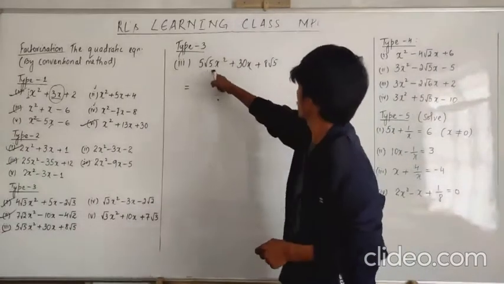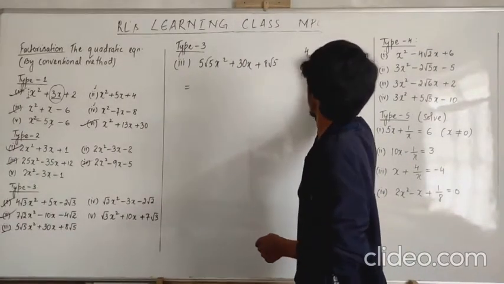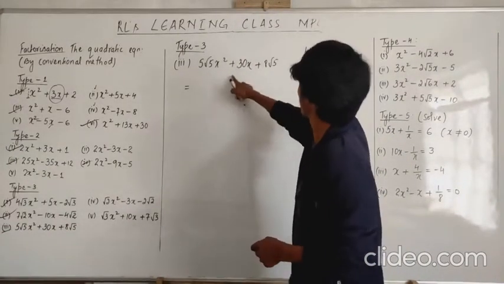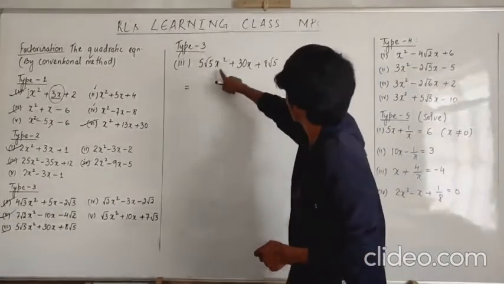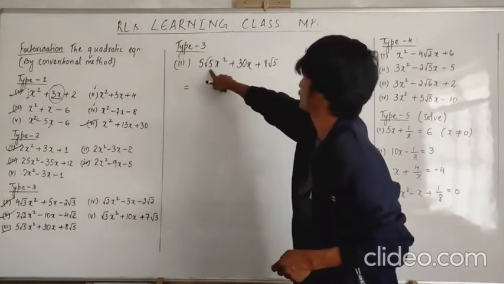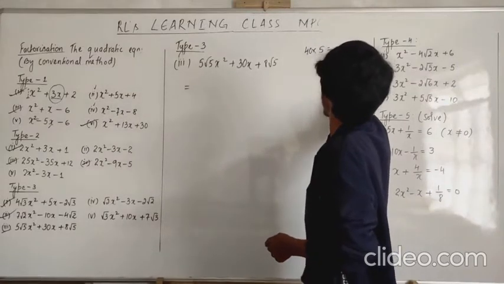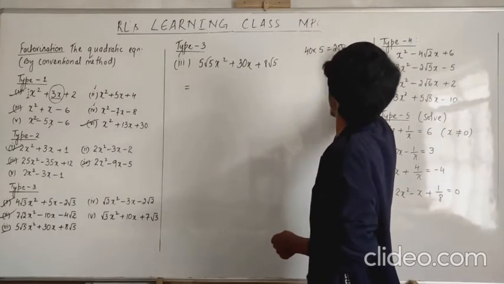Okay, now 5 into 8 will be 40. Then root 5 into root 5 will be 5. We got here 5 into 4, 20. We got 200 here.